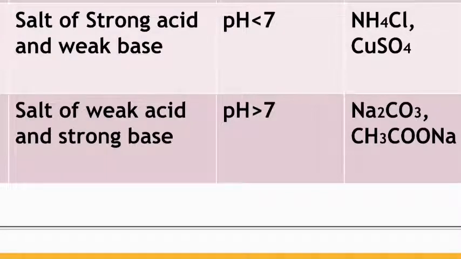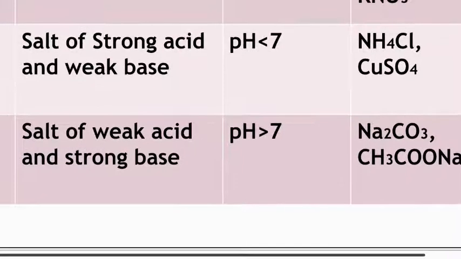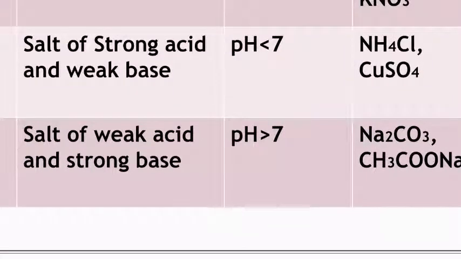Example, ammonium chloride. That means ammonium chloride किस चीज़ का बना होगा, कौन से एसिड और बेस का, अमोनियम हाइड्रोक्साइड प्लस हाइड्रोक्लोरिक एसिड. Next one, कॉपर सल्फेट. So कॉपर सल्फेट, you can see, कॉपर हाइड्रोक्साइड और H2SO4. तो H2SO4 क्या है, एक स्ट्रॉन्ग एसिड है और कॉपर हाइड्रोक्साइड एक वीक बेस है. So these are the examples.